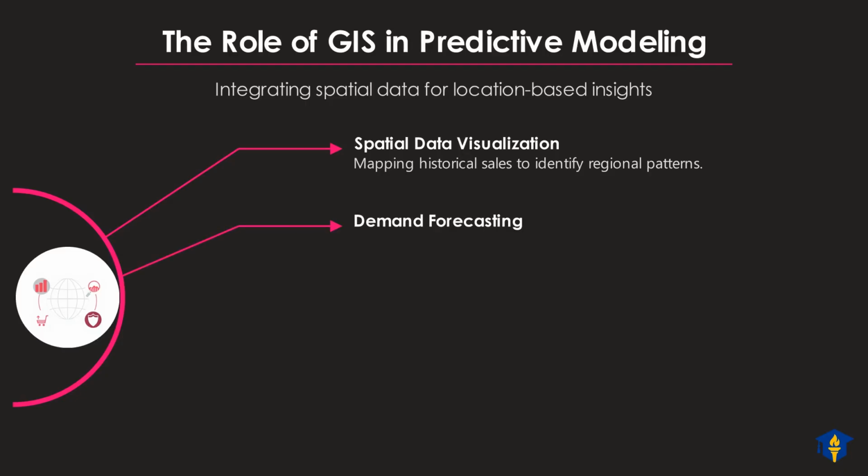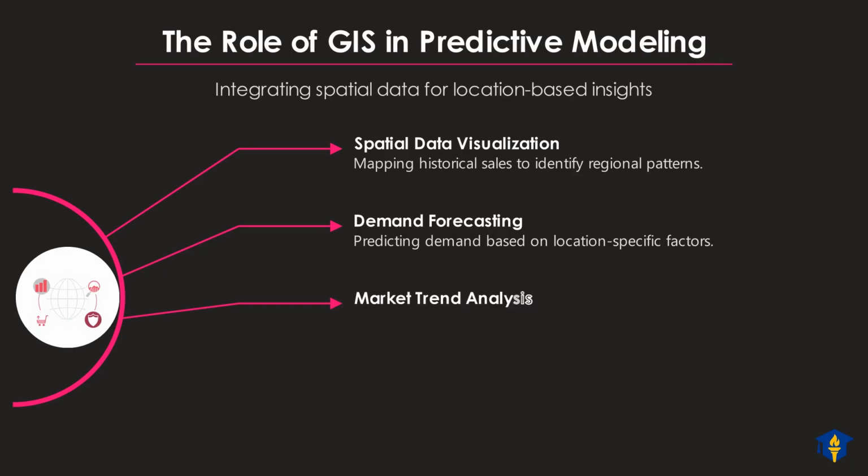GIS also plays a vital role in demand forecasting, helping us anticipate future needs. We can predict demand effectively by analyzing various location-specific factors and their influences. Furthermore, GIS assists in thorough market trend analysis, revealing broader shifts. This helps us understand how geographic and demographic shifts impact overall business performance.